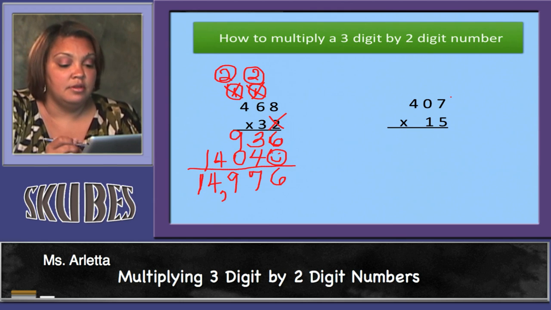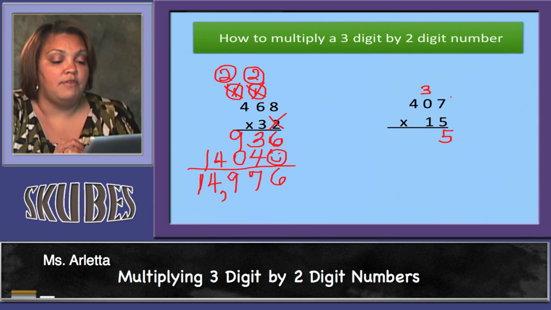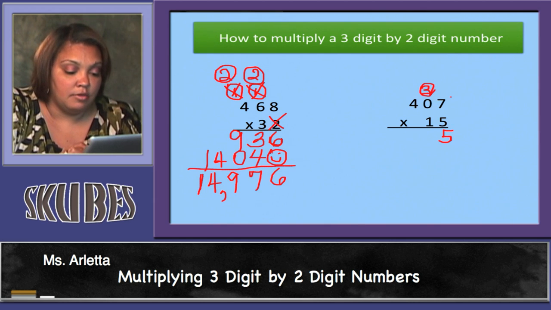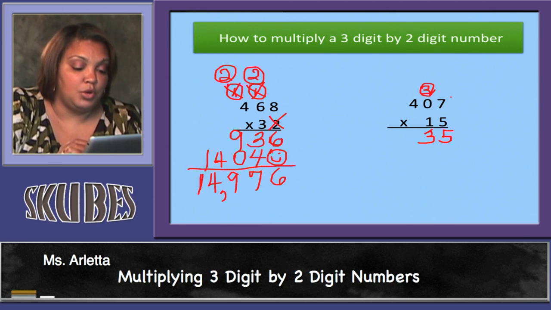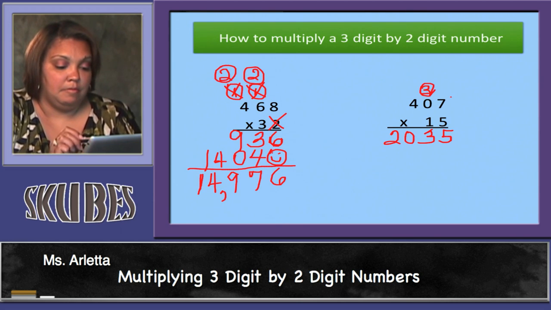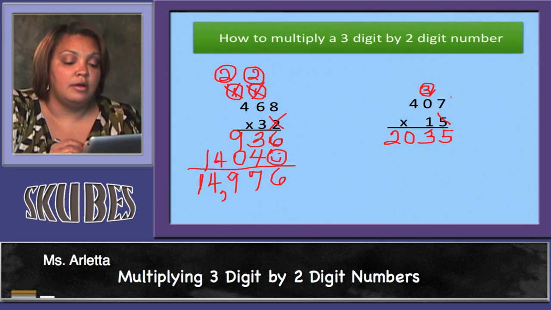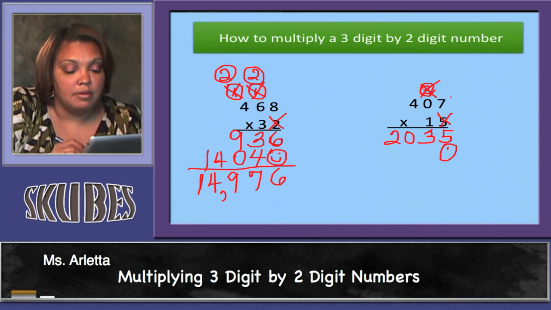5 times 7 is 35. I'll write my 5 and carry my 3. 5 times 0 is 0, plus the 3 I carried gives me 3. 5 times 4 is 20. There was nothing carried, so I write 20. What do I do next? I clean up the house here and I make Mama happy.